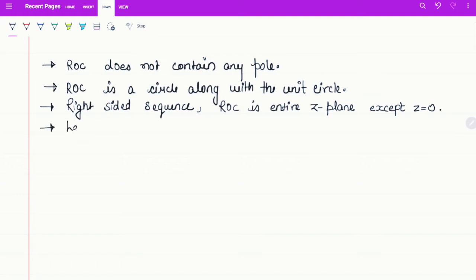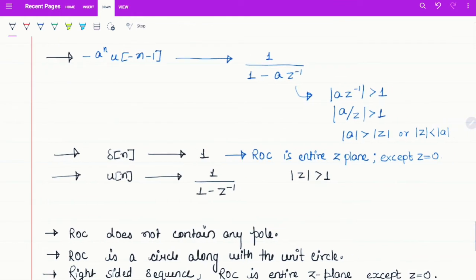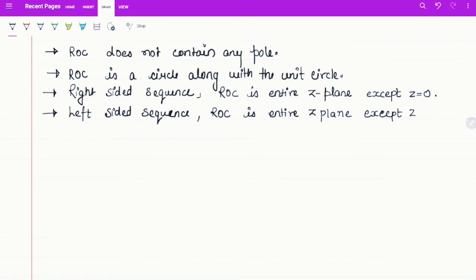Similarly, for a left sided sequence, the ROC is the entire z plane except, see, for a left sided signal our ROC was moving towards 0, so the ROC should be the entire z plane except z is equal to infinity.